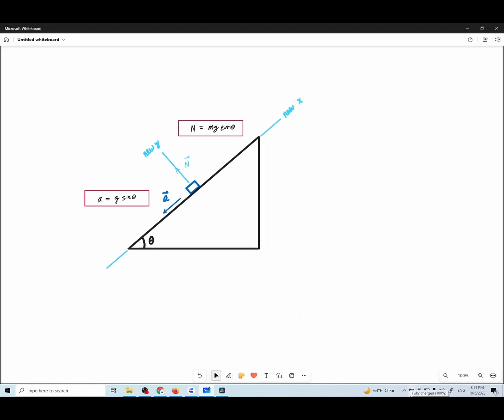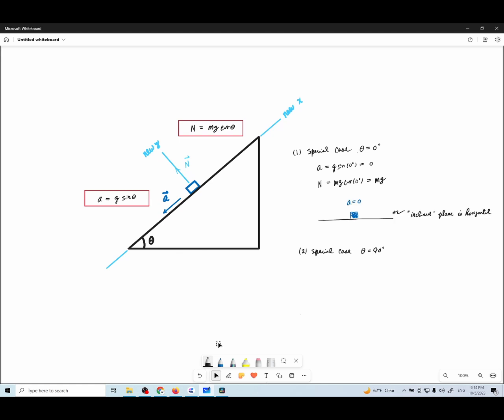In the special case where theta is equal to 0, since sine of 0 is 0 and cosine of 0 is 1, we have a case of a still object. In the special case where theta is equal to 90 degrees, since sine of 90 is equal to 1 and cosine of 90 is equal to 0, we have a case of free fall. And that completes our treatment of the inclined plane.